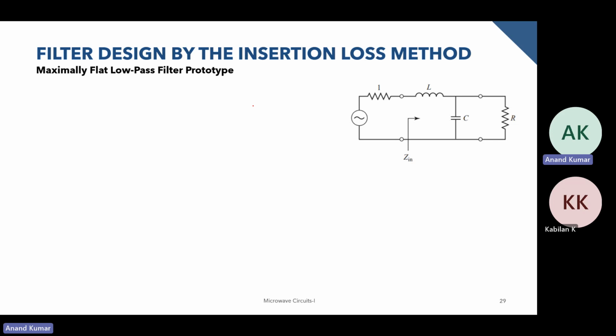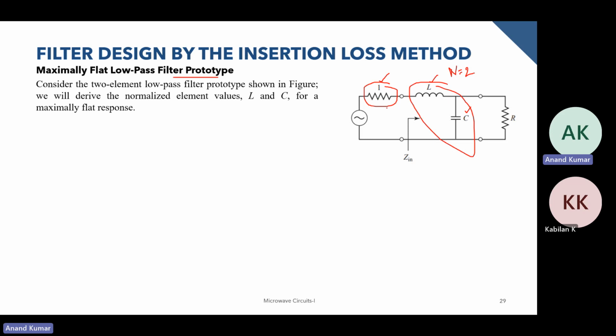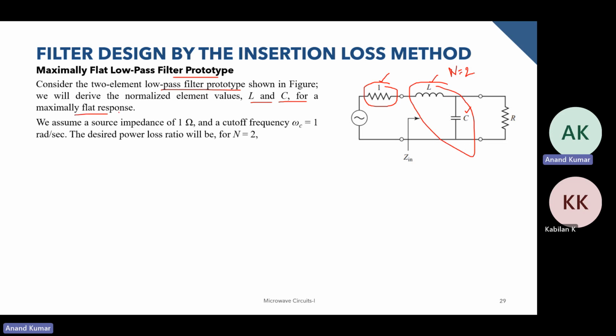So let's look at a maximally flat low pass filter of second order. Since we have two elements, this is a second order filter. The source impedance we have normalized, and hence it is 1. Whatever values we get for L and C will all be normalized. We're considering this two element low pass filter with L and C, and we're looking for a maximally flat response. So the source impedance is 1 ohm, and since everything is normalized, the cutoff frequency is omega c equals 1.